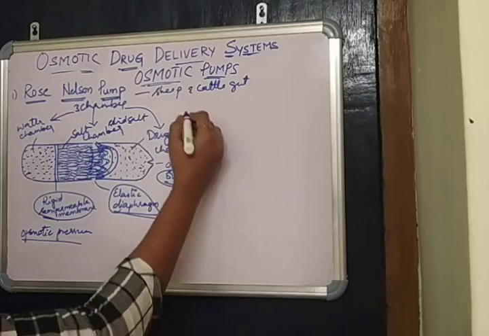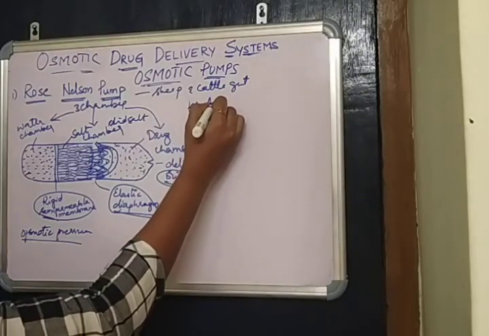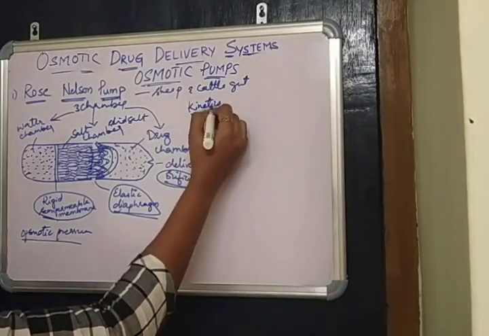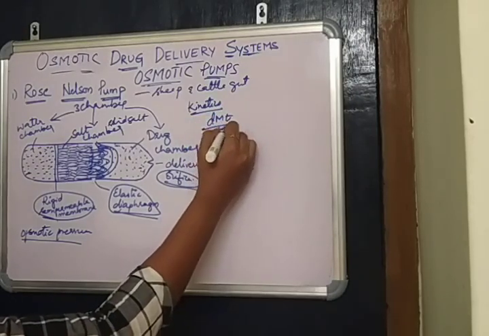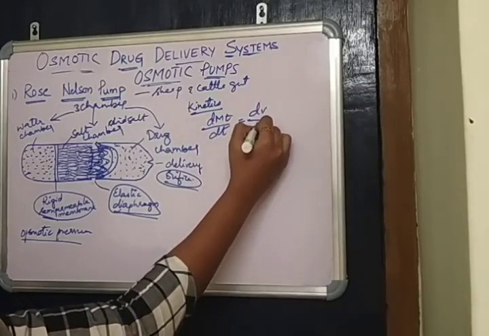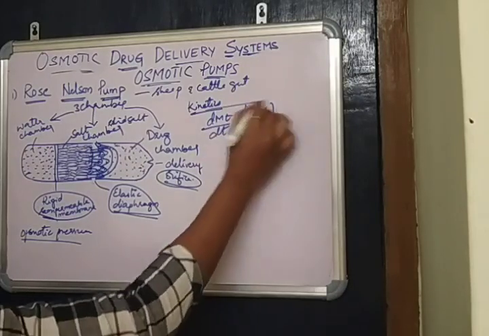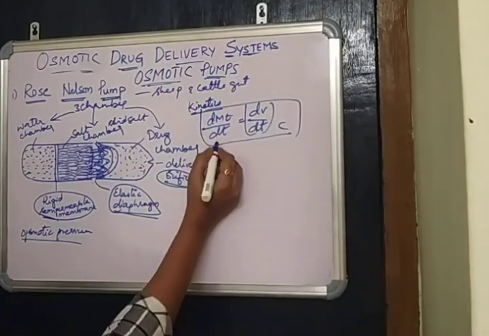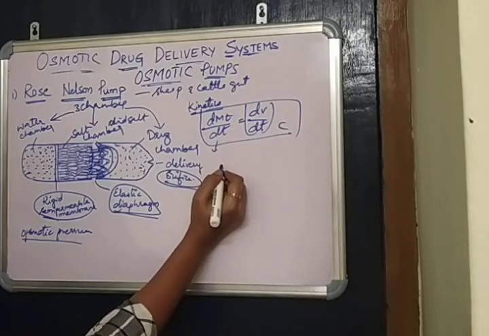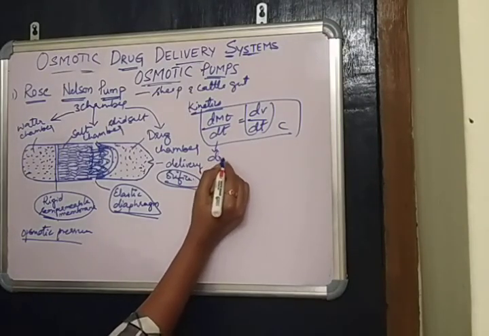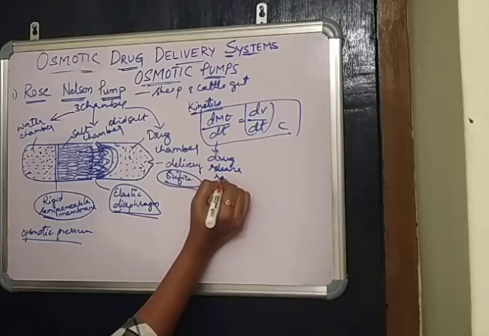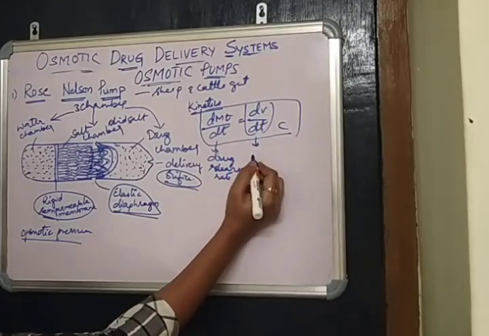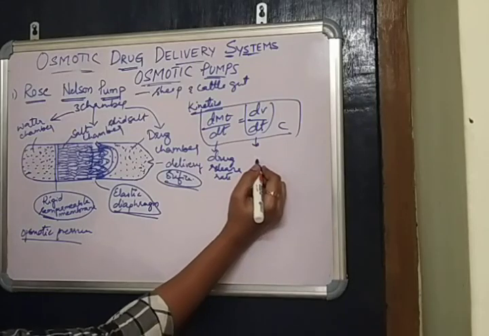By that there is a kinetics for this pumping device. The kinetics equation is dMt/dt = dV/dt × C. This dMt/dt is called the rate of drug release, and dV/dt, you already know from the previous osmosis principle.